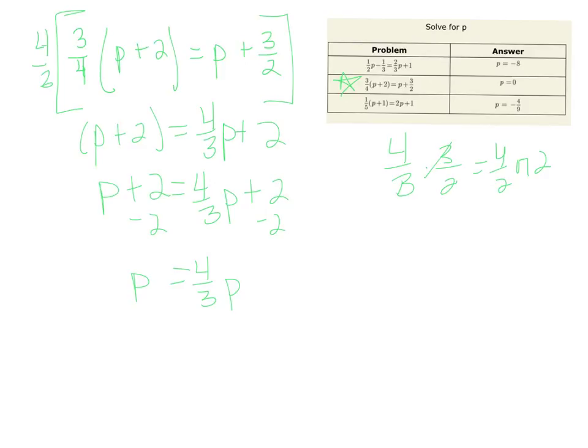I could show this by subtracting 4 thirds p from both sides. P minus 4 thirds p will give me a negative 1/3 p. Still equals 0. So all in all, what I notice is p equals 0.